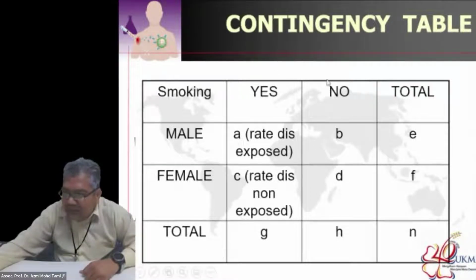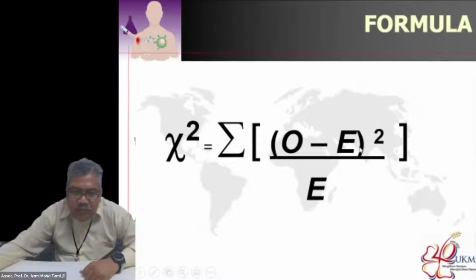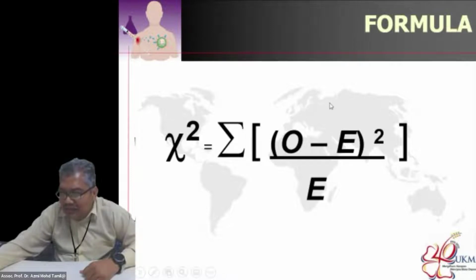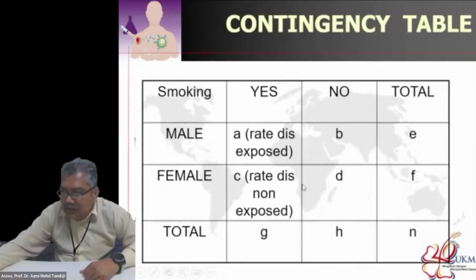So this is what they call a contingency table, where the risk factor is on the left side, and the outcome, the disease, is at the top. When you do a chi-square, you use this formula, observed minus expected. So therefore, you need to generate the expected table. This is the observed table.